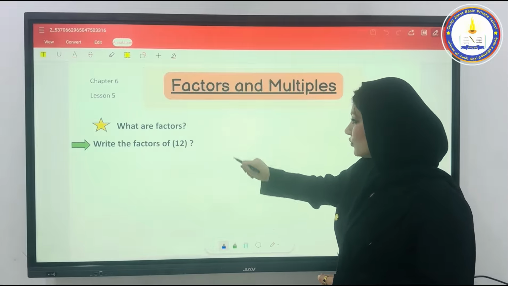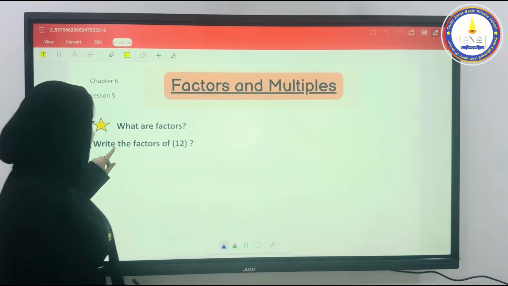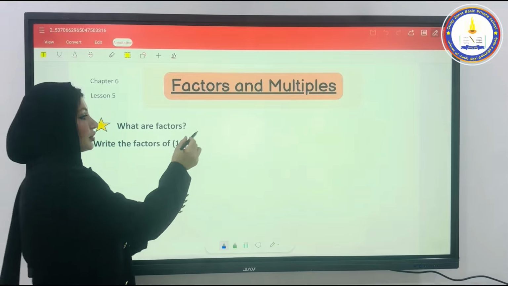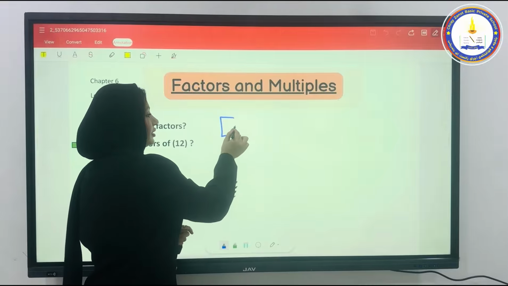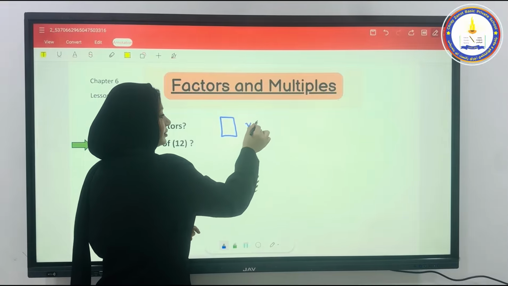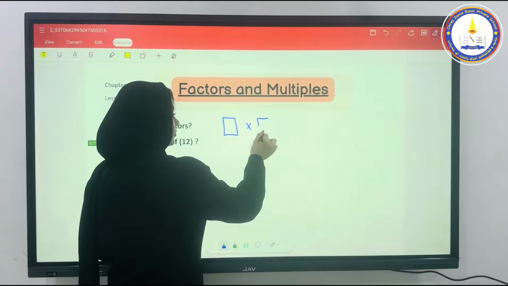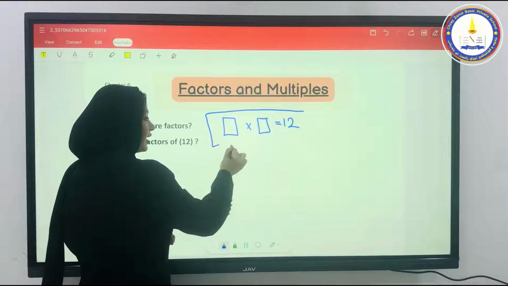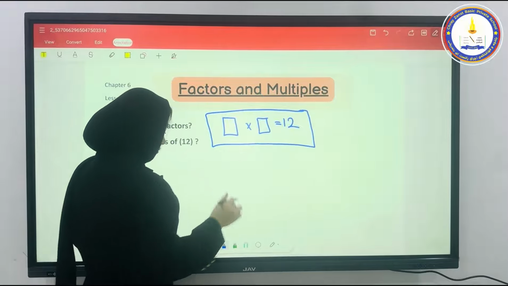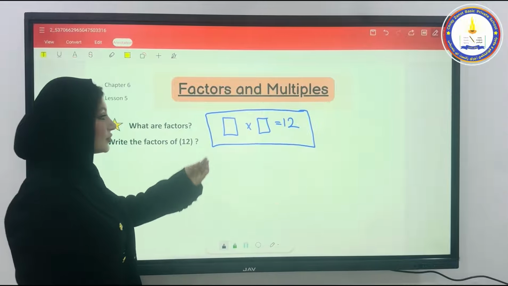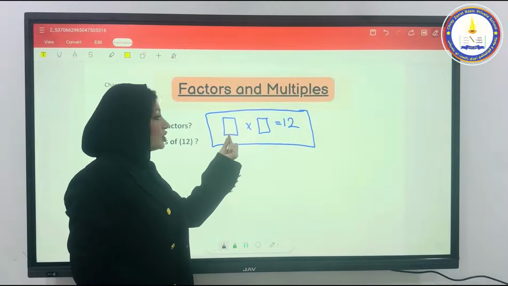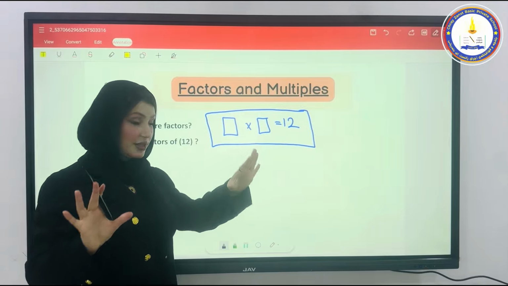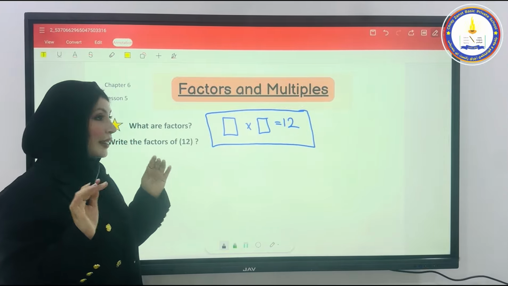Look students, for example, we have: write the factors of 12. I know you don't know it, just be with me. Do it like that. Write a square times another square equal to 12. First of all, write this for yourself. Everything will be okay at that time. Look, which number times which number equals 12? This is the rule that we have to use, okay?